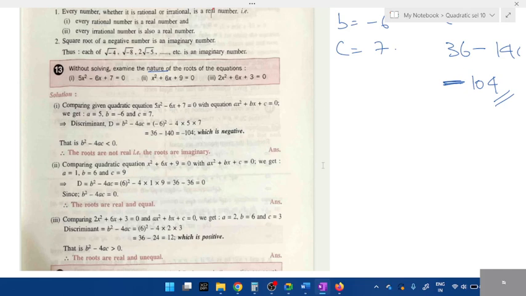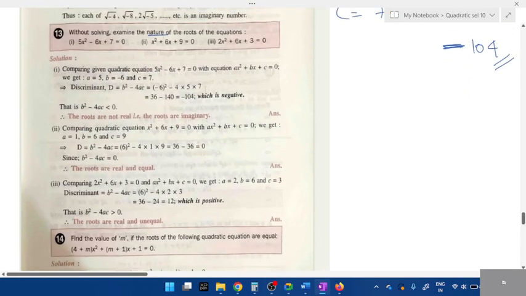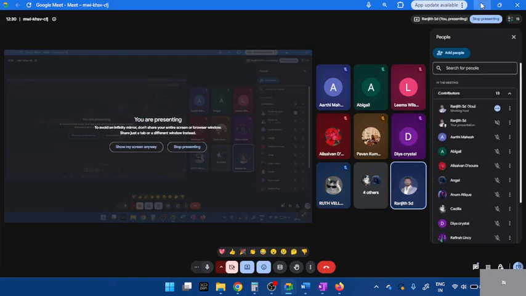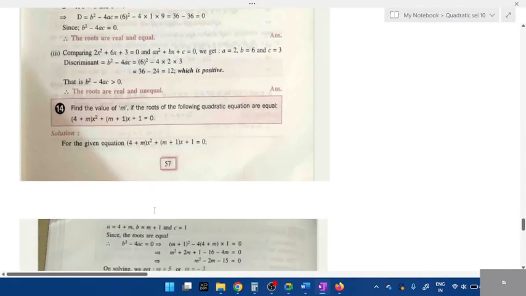The students have completed. Okay, if you want practice later, we'll start the next one. See, this is a direct question where they'll ask you nature of root. Okay, second type of question, look here.